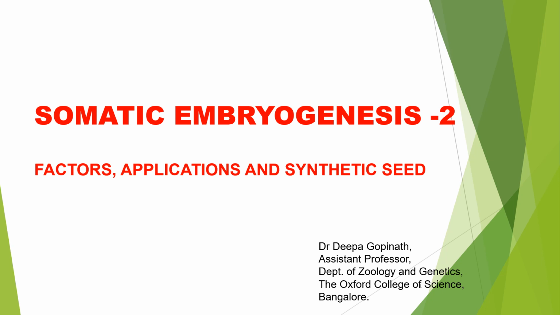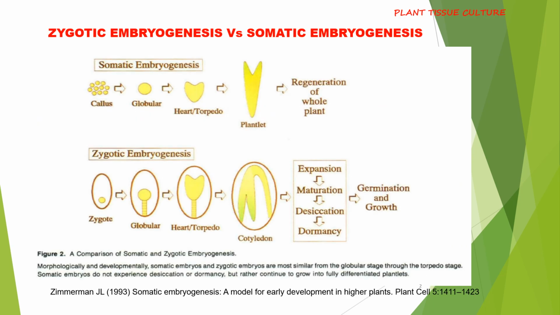The topic I would discuss here is factors affecting somatic embryogenesis, applications of somatic embryogenesis, and synthetic seed production. In the earlier class, I had discussed what is somatic embryogenesis and the various stages of somatic embryogenesis. How is it different from zygotic embryogenesis? Here, we would go through the various factors that affect the process or induce somatic embryogenesis.